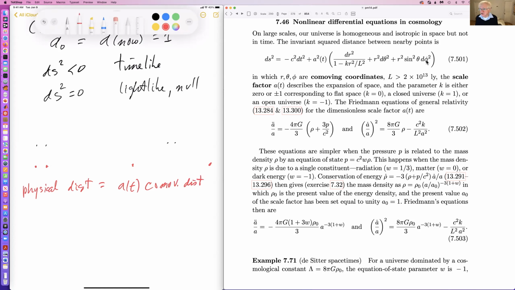So that's the relationship between distances, and therefore that's the relationship of co-moving and ordinary coordinates. Professor, I have a question. Why is co-moving distance not changing? Why is it fixed? It's just the way it's defined. Okay. Thank you.